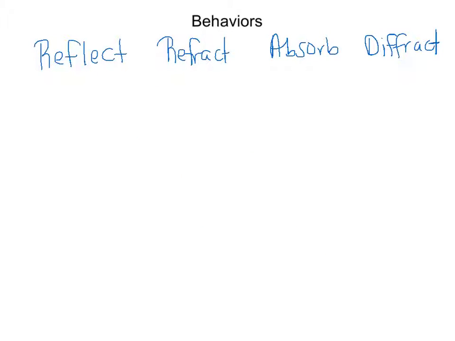There are 4 ways in which waves behave. The good thing about waves is that they behave in predictable ways. They either reflect, refract, absorb, or diffract. When waves reflect, it just means that the wave is bouncing back. It's not able to pass through whatever is in its path. It also means that the wave is going to reflect at the same angle that it's incoming as outgoing.